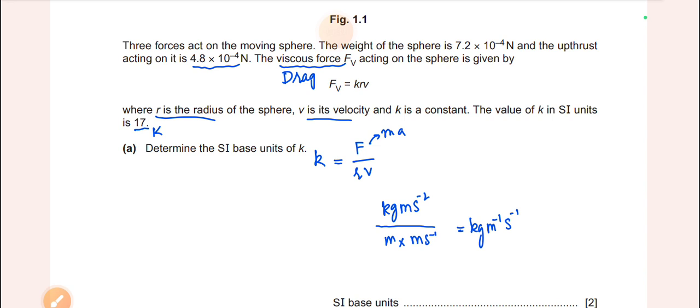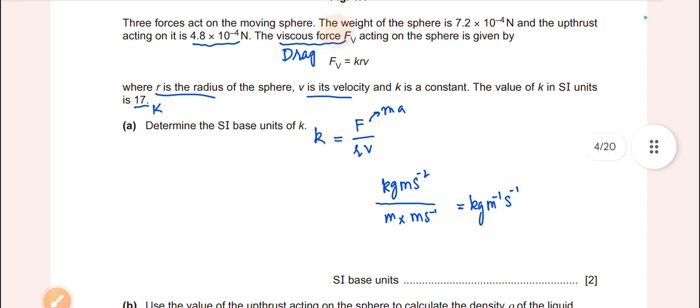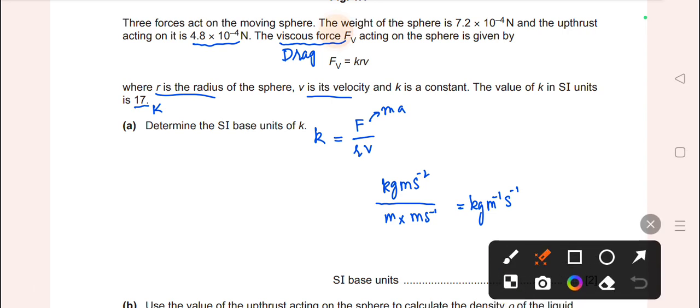So how would you do that? Determine the SI unit of k. First of all, you have to make the k as subject. So r and v multiplying will divide by force, and F comes from the formula ma. The base unit of mass is kg, acceleration is meter per second square, radius is the length, so its unit is meter, and for velocity its unit is meter per second, right? Now simplify, you get the SI unit.